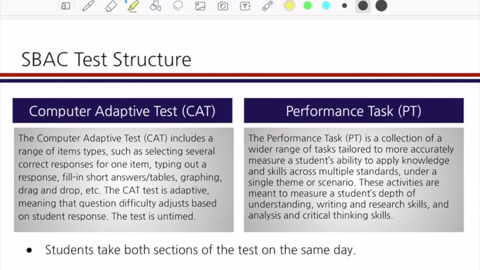And the performance task questions have a lot to them. They are designed to measure a student's depth of understanding, but also your writing skills as well. In addition to that, your critical thinking skills. This year, students are going to take both sections of the test on the same day. In the notes for this slide, please write down that the test has two parts. The Computer Adaptive Test is made up of different questions that have you do different sorts of things. The Performance Task is a series of questions surrounding that single theme or scenario, so it's more of like a multi-step question to a single problem.